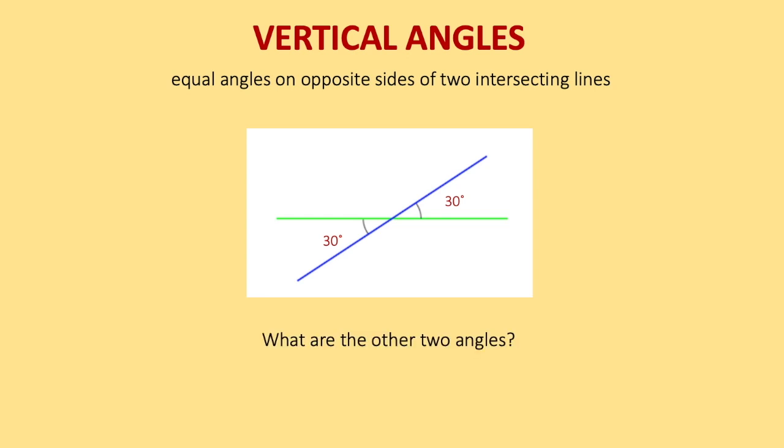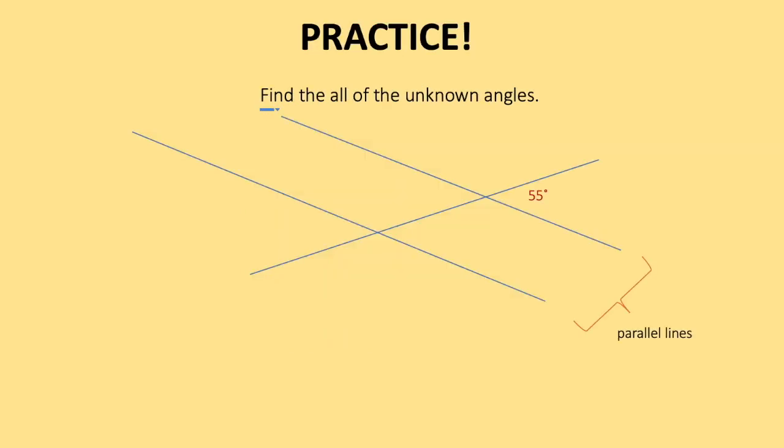What are the other two angles? So the other two angles are complementary angles of the 30-degree angles. Since they're complementary, we can find them by subtracting 30 from 180, which gives us 150. And both of those angles are equal, so both of them will be 150 degrees.